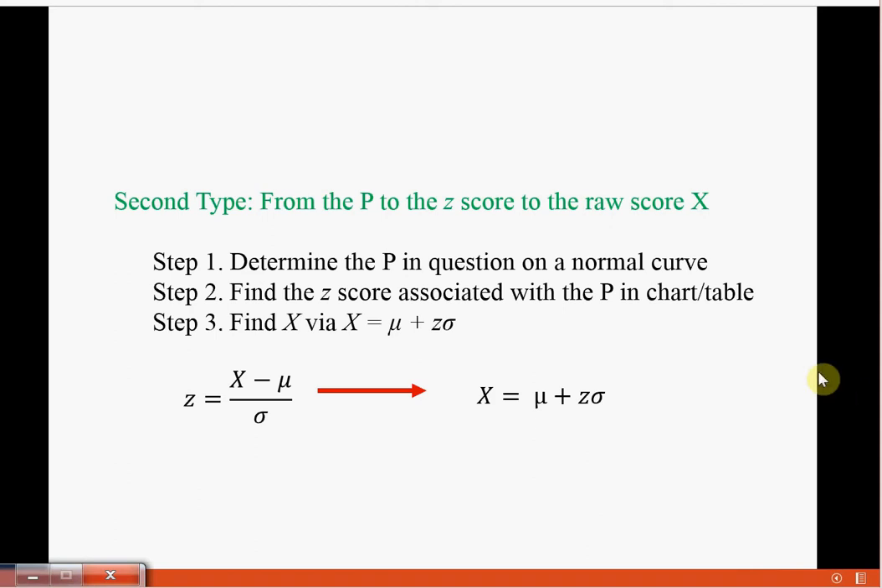After that, you apply this formula to calculate the needed value of the variable x. As we said before, this formula is derived from the z-score formula.